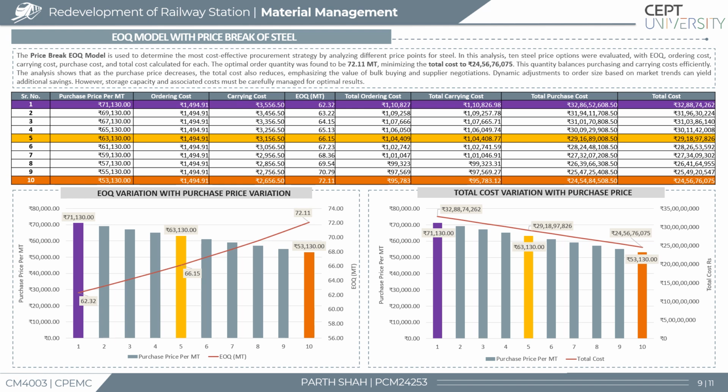This analysis demonstrated that as the unit price of steel decreased, the total procurement cost also reduced significantly, promoting bulk procurement as a strategic advantage. As the steel price decreased, total procurement cost also dropped, highlighting the benefits of bulk purchasing and effective planning.